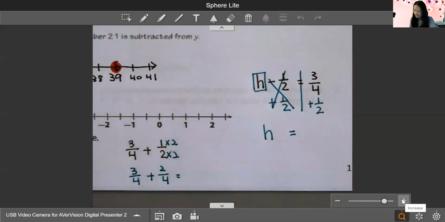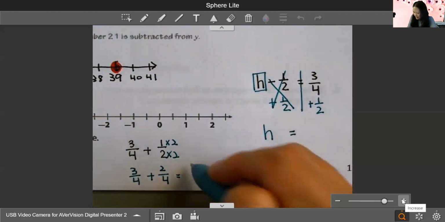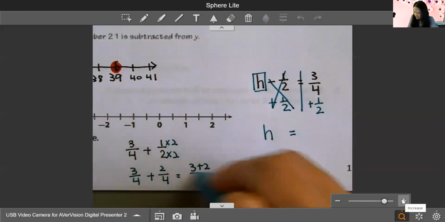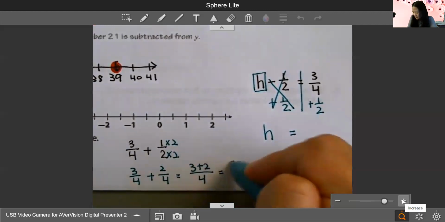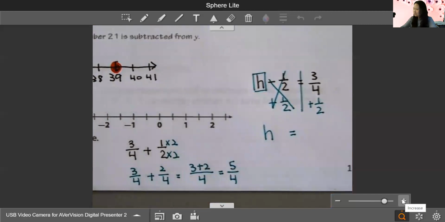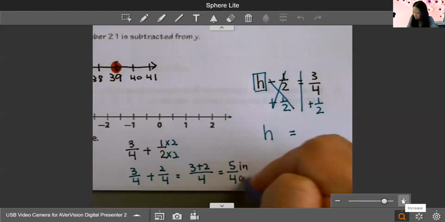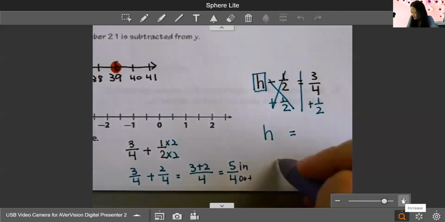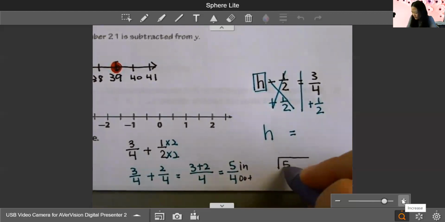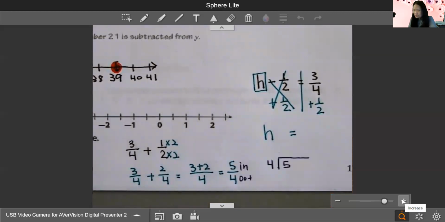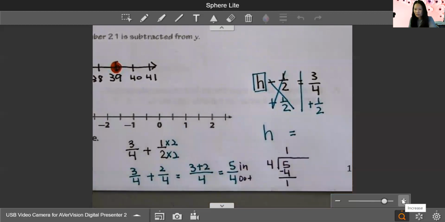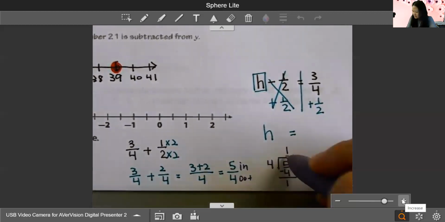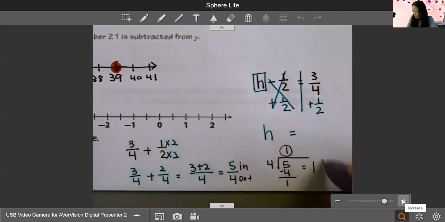Now that my denominators are the same, I can add my numerators and keep my common denominator. So then what I would get is 5/4. I am almost done. This is an improper fraction, so I'm going to do in and out. I'm going to divide 5 in, 4 out. 4 goes into 5 one time, which is 4, remainder 1. This means my answer is 1 and 1/4.